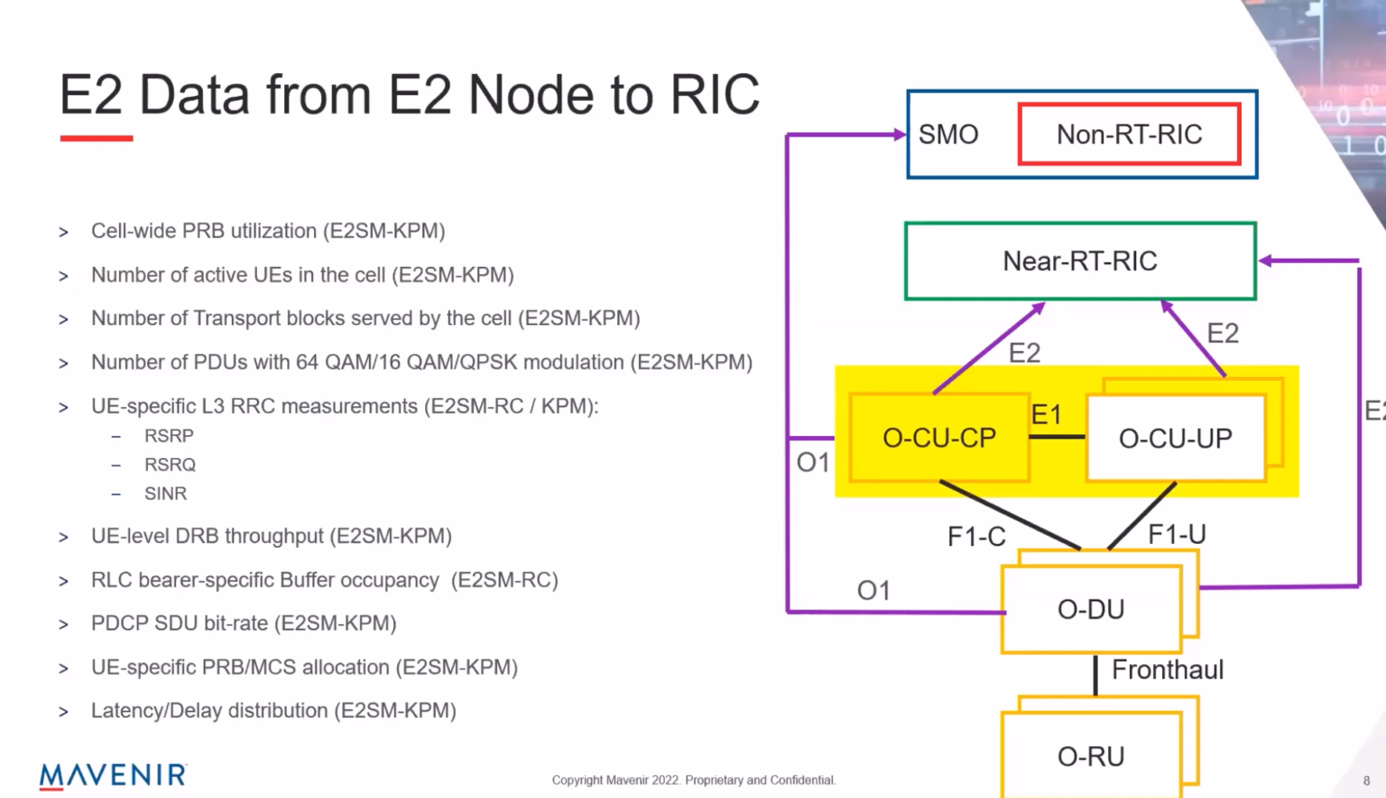So here I'm showing more of what we can collect. That's why most of these elements end up with E2SM-KPM, which is the measurement. These are measurements collected via the DU and the CU. I wanted to highlight the level of information that we can collect. We can even collect the PRB utilization cell-wide and also the number of UEs connected to the cell. And more importantly, UE-specific measurements like RSRP and RSRQ. Those are the key measurements that we did earlier using drive tests. And we can understand what modulation level those UEs have.